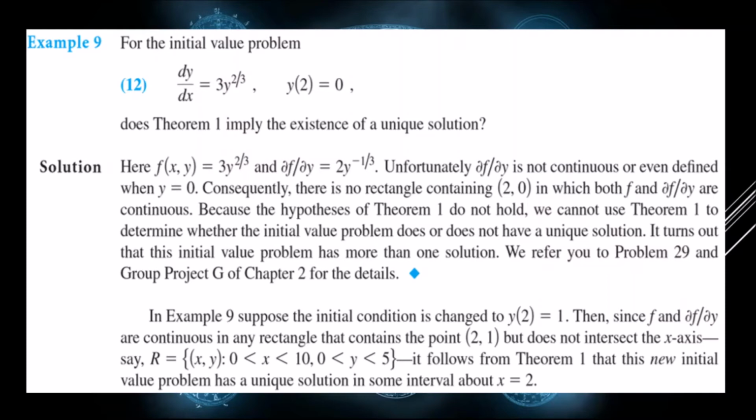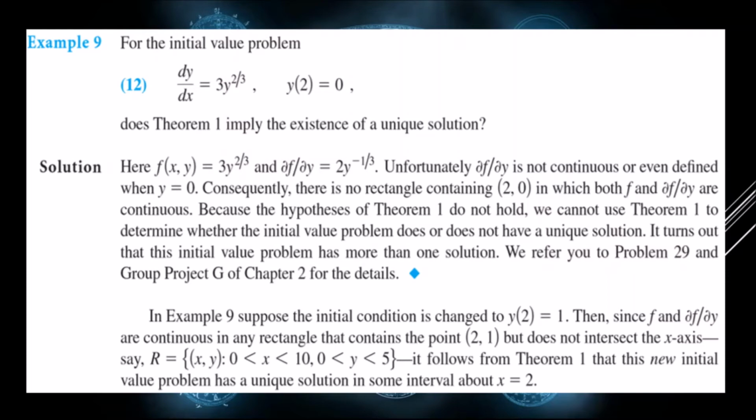Okay, so unfortunately, the partial derivative of f with respect to y is not continuous or even defined when y is 0. Because the value we got, 2 all over the cube root of y, when y is 0, becomes undefined, since it is a number divided by 0. Consequently, there is no rectangle containing (2, 0) in which both f and the partial derivative of f with respect to y are continuous. Because the hypotheses of Theorem 1 do not hold, we cannot use Theorem 1 to determine whether the initial value problem does or does not have a unique solution.